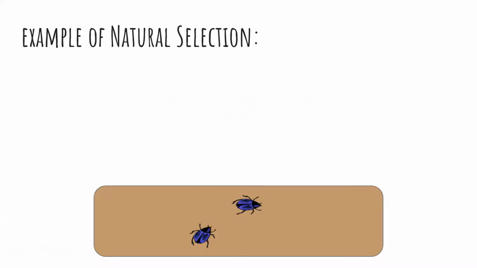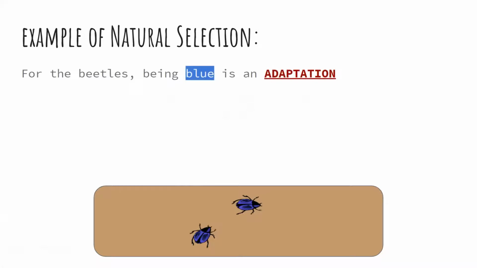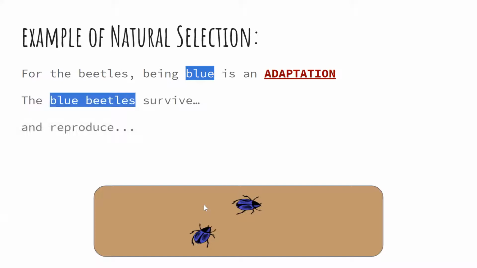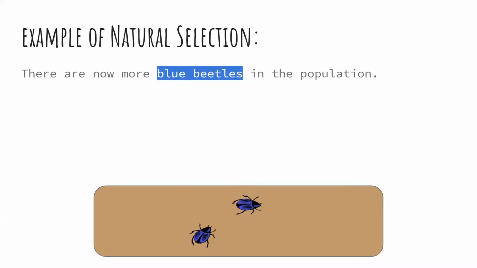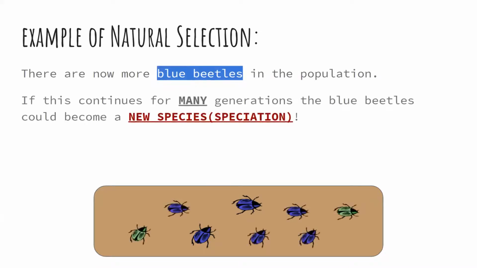And so in this case, being a blue beetle is considered an adaptation or an advantage, because the blue beetles have a trait that helps them to survive and not get eaten by predators, and be able to reproduce and pass on their genes. So when the blue beetles reproduce, they make up a good bit of the population. Now there are more blue beetles in the population.